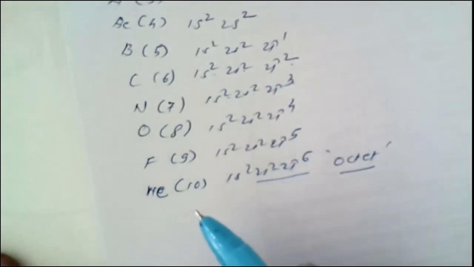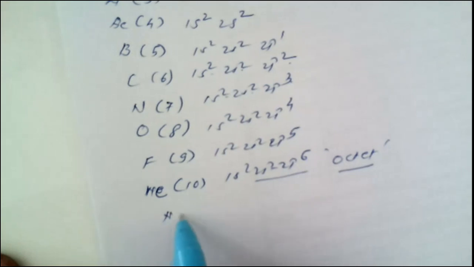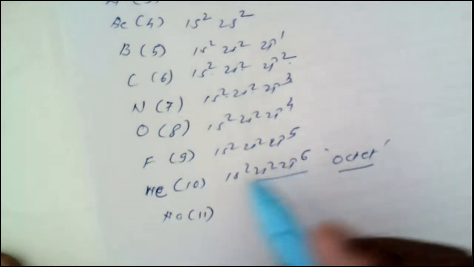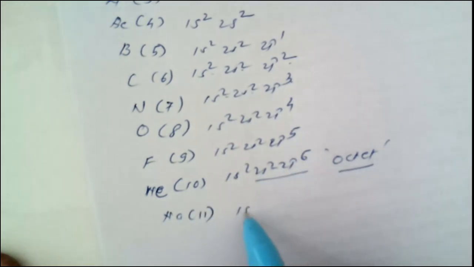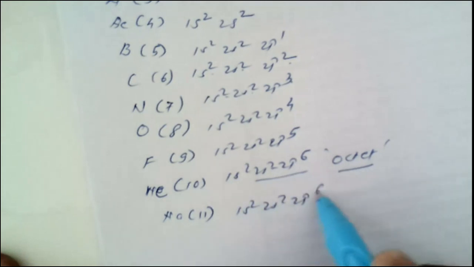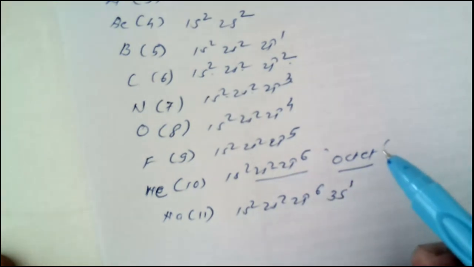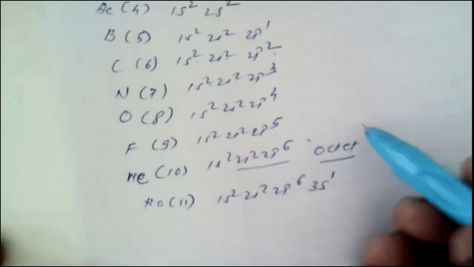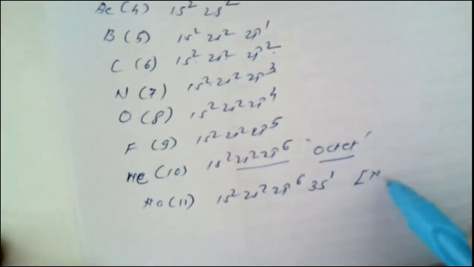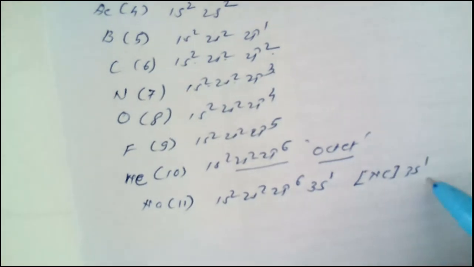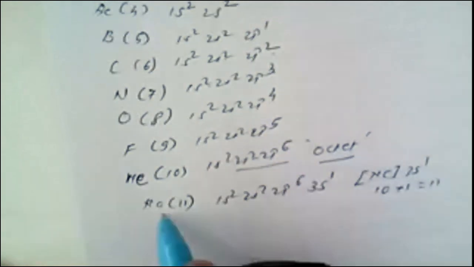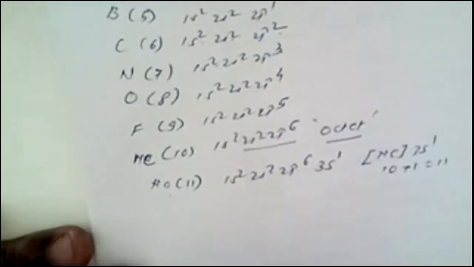If we try to write the electronic configuration of the next element, that is sodium, we can write this as 1s2, 2s2, 2p6. And the next choice for the incoming electron will be 3s1. Here the same electronic configuration can be written in terms of the neon core as neon 3s1. That means 10 plus 1, equal to 11, which is the electronic configuration of sodium.